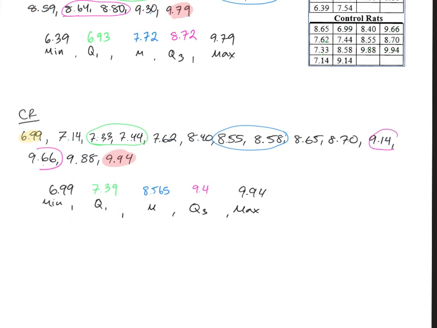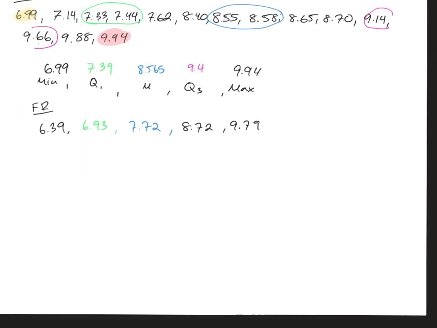For the flight rats, we had the min was 6.39, then Q1 is 6.93, 7.72, 8.72, and finally 9.79. Okay, now I have that written down. Let's go ahead and graph these two.